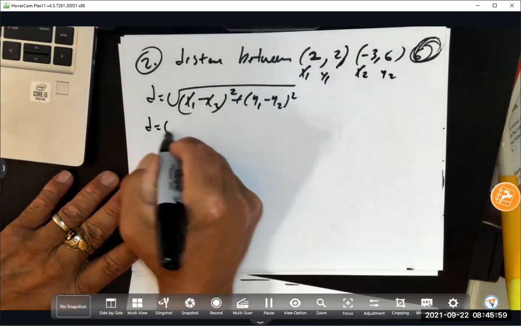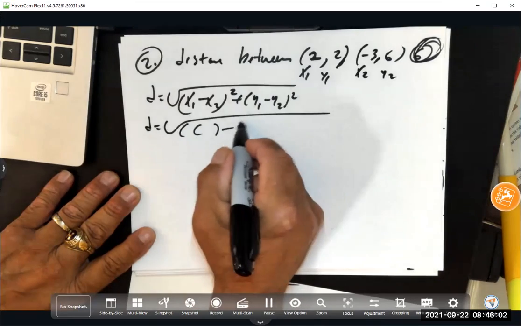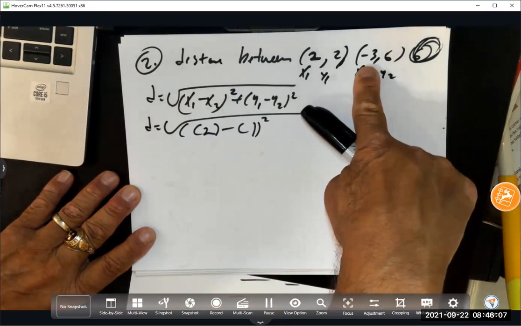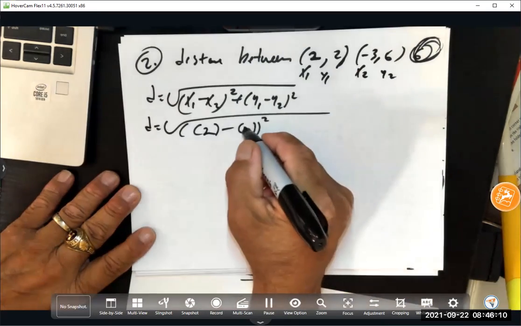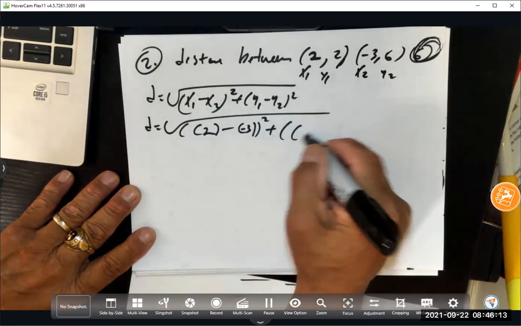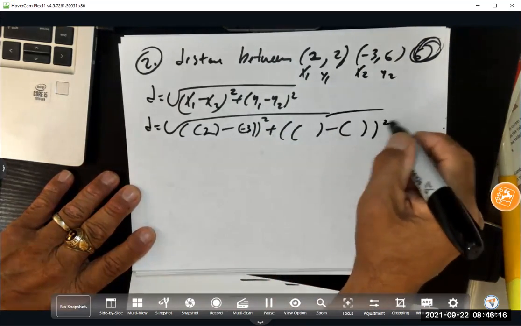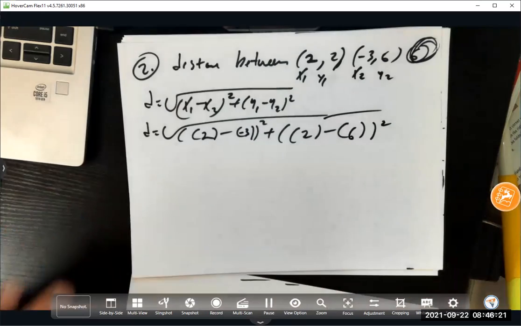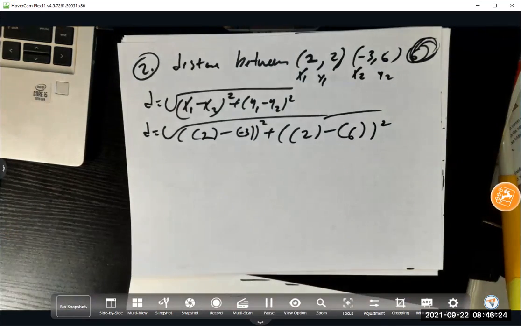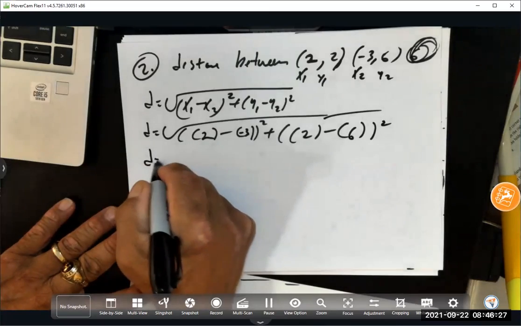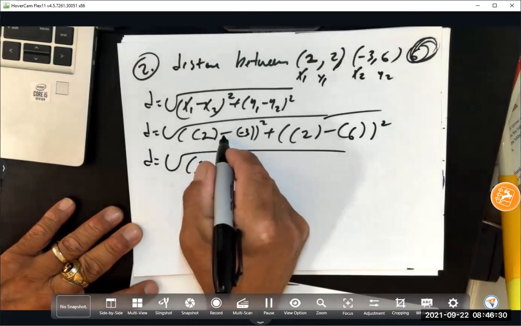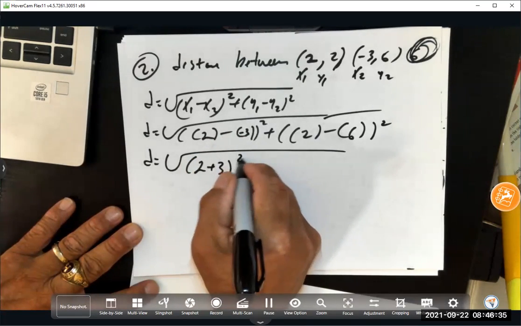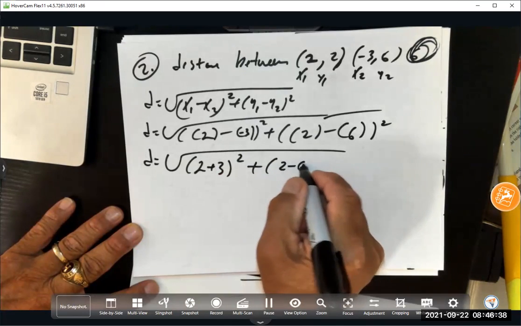So now, what is x1? 2. Yes, we said 2. What is x2? Negative 3. And what is y1? 2. What is y2? 6. Everybody okay with the numbers right there? 2 minus negative 3. Now, this is the hard part. Ready? What's the negative of a negative? Positive. All right, good job. And 2 minus 6, just 2 minus 6.